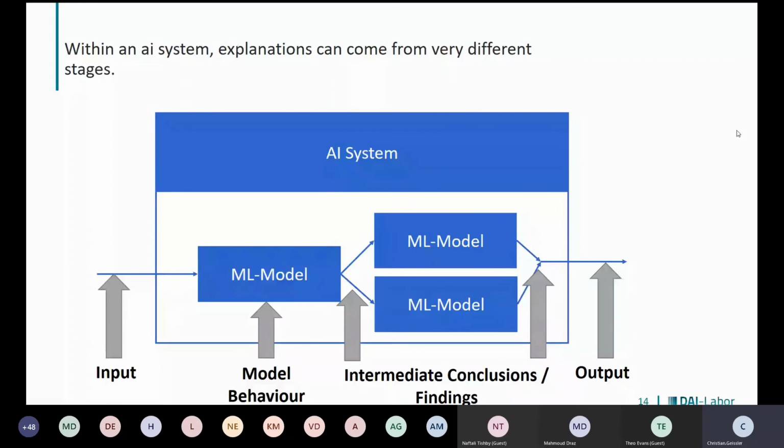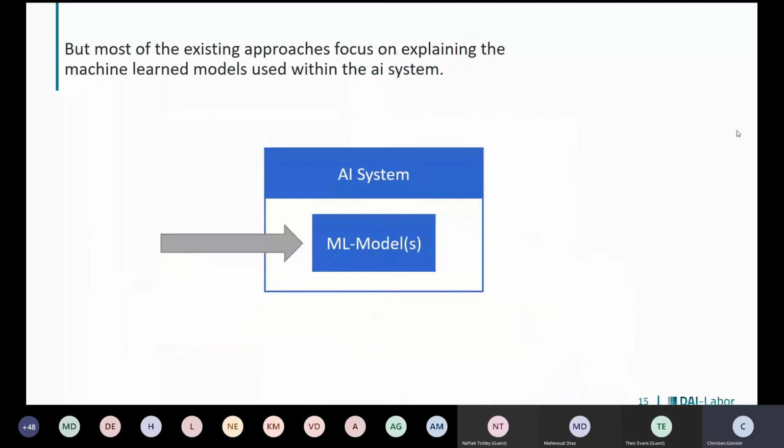If we have a complex AI system that uses a lot of machine learning models, segregation models, classification models, and so on, it sometimes increases the trust in the system if you also show the user the intermediate steps to coming to a conclusion. It helps the user to better judge if the whole AI system is on track. But of course, most of the existing approaches focus on explaining the machine-learned models inside of an AI system.